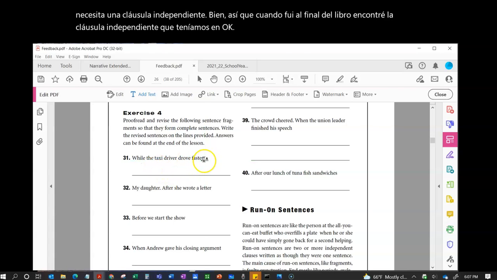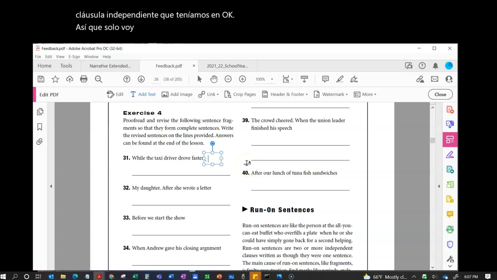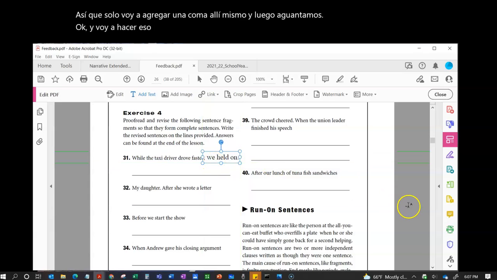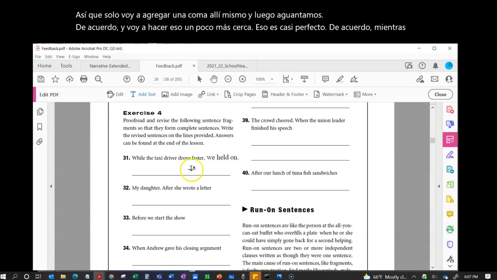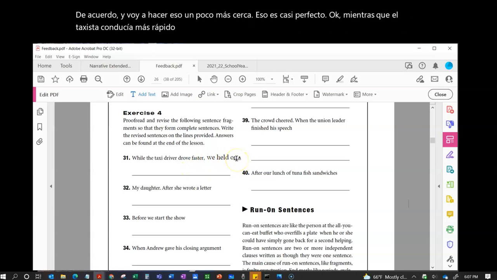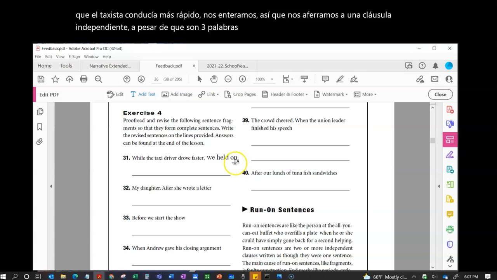So I'm just going to add a comma right there and then we held on. Okay, and I'm going to make that a little bit closer. That's almost perfect. Okay. While the taxi driver drove faster, we held on. So we held on is an independent clause. Even though it's 3 words, it's still a subject and a predicate. Okay.